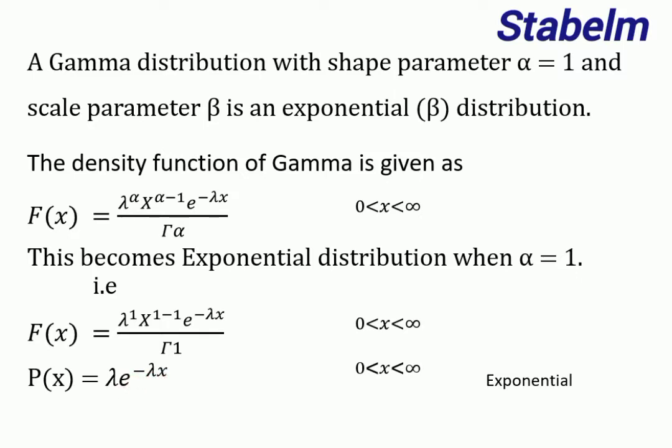So next we are going to look at gamma and chi-square distribution.